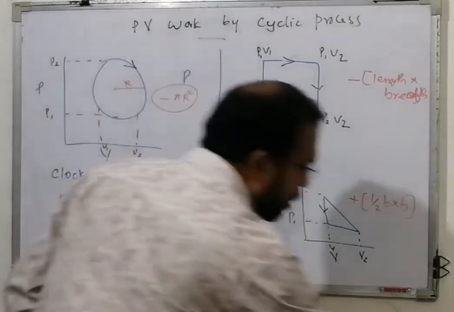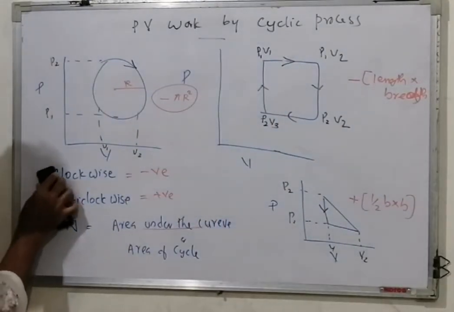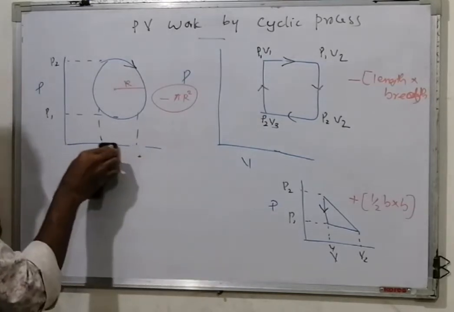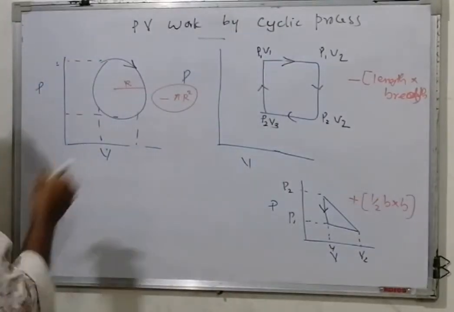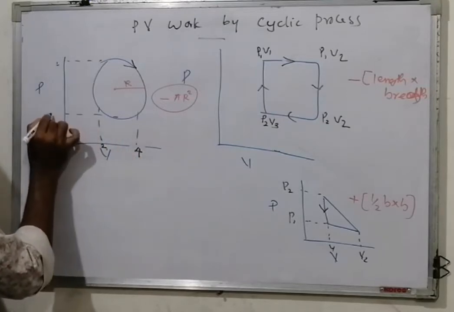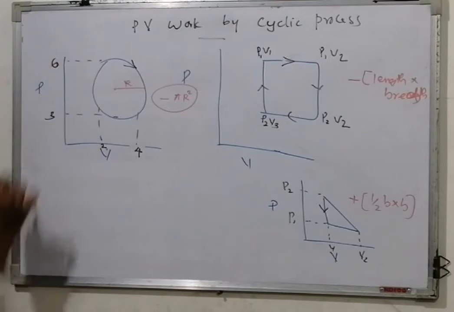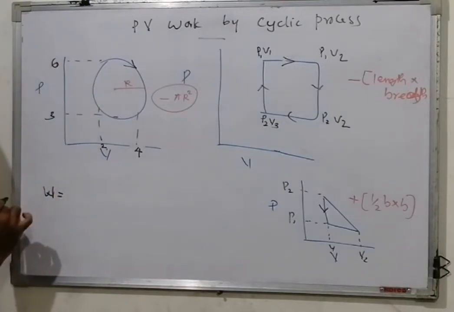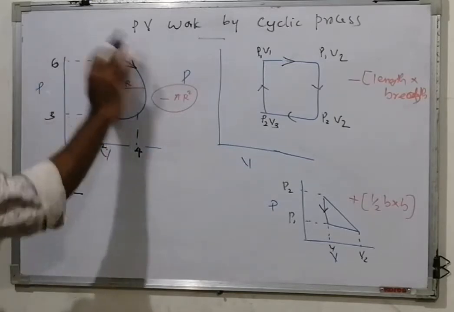Okay? I will give just one example. Suppose, let us do this example, a simple example for understanding. Suppose this value is 2, this is 4, this is 3, this is 6. Imagine. What is the work done in this process? Minus, because it is clockwise.